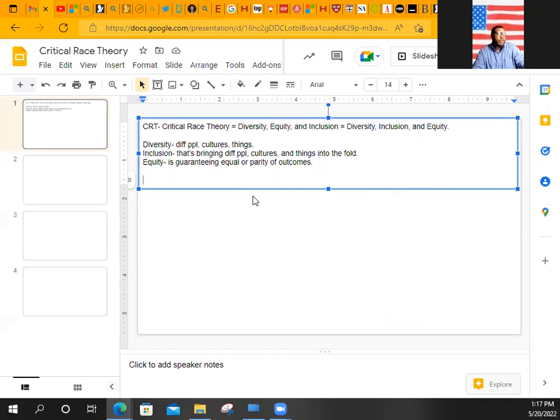Diversity is, they're talking about the different people, cultures, things. Inclusion is including those different people, cultures, things and bringing them into the fold, the conversation, the institution, considering their perspective. And then lastly, equity is guaranteeing that there's an equal outcome or parity of outcomes for the different groups. The problem is that this does not consider the input, if you will, how much effort you put in versus another group.